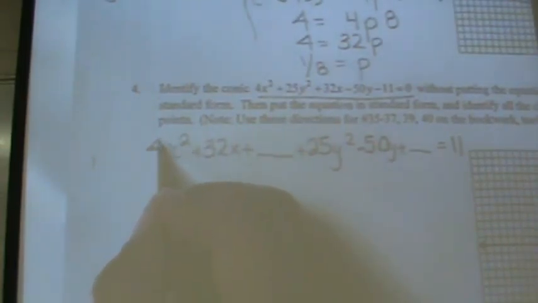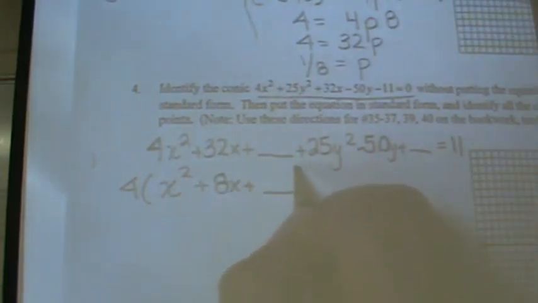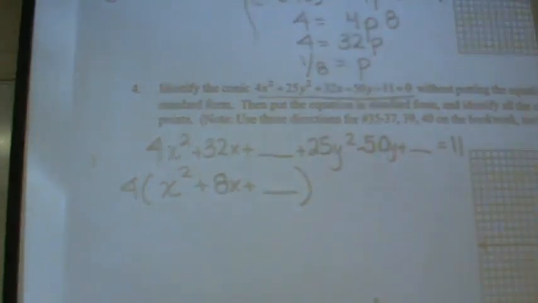What needs to be taken out? That 4. You have to pull the 4 out because to complete the square, the leading coefficient has to be 1. We always learn that, right? Okay, now stop right there. How do you complete the square?